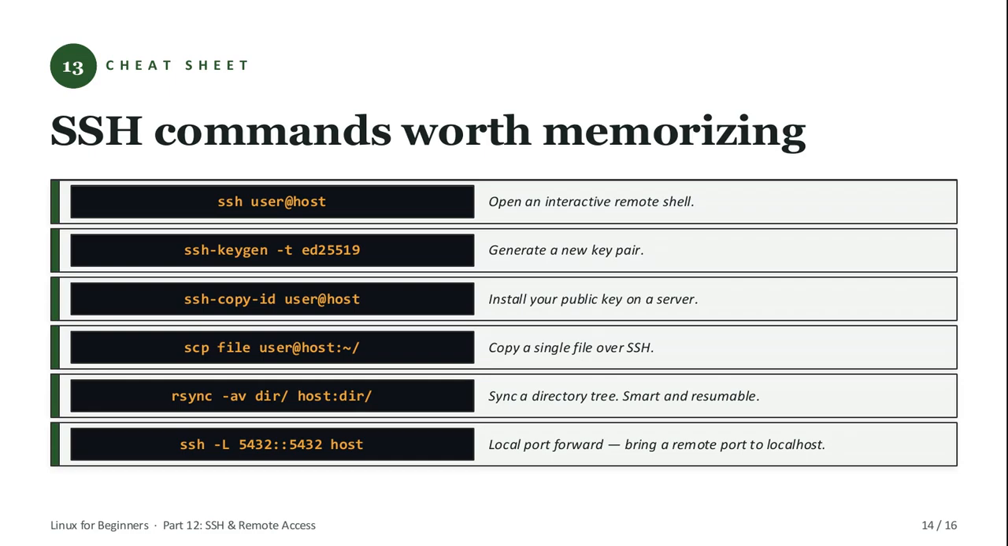For files, scp moves a single one across, while rsync -av is your smarter friend for whole directories. It's resumable and only sends what changed. And ssh -L is your tunnel, pulling a remote port down to localhost. Screenshot this one, you'll come back to it.